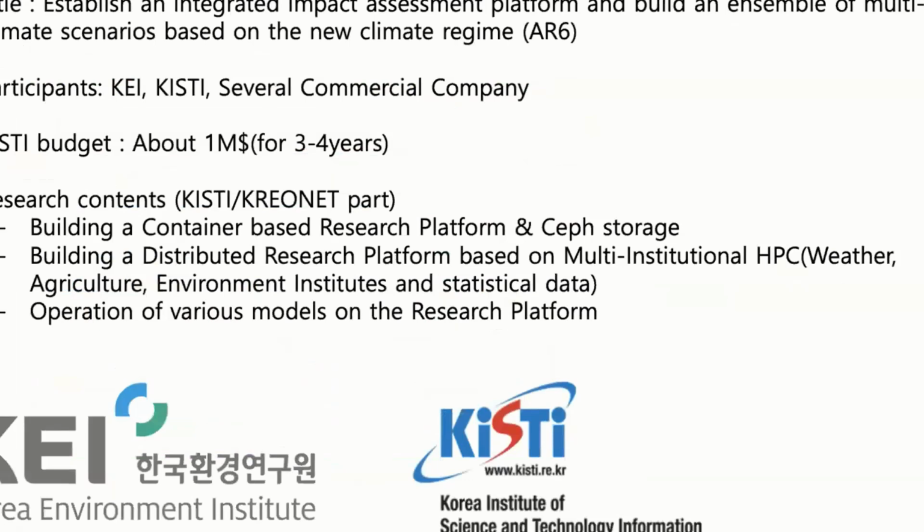And related project 3 is a smart decision-making system. It comes from the Korea Environment Institute project we were granted in 2022. And the title is Establish an Integrated Impact Assessment Platform and building an ensemble of multi-climate scenarios based on the new climate regime. It means AR6. KISTI supports by building a container-based research platform and the storage. All the below is almost the same as the agriculture areas.